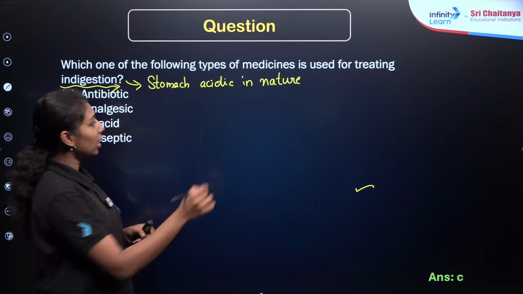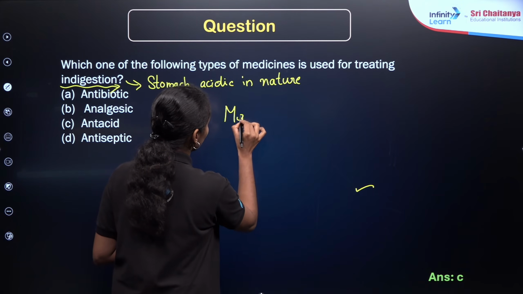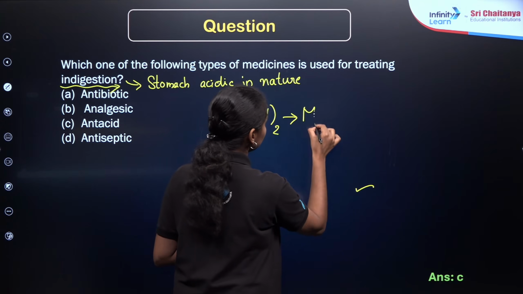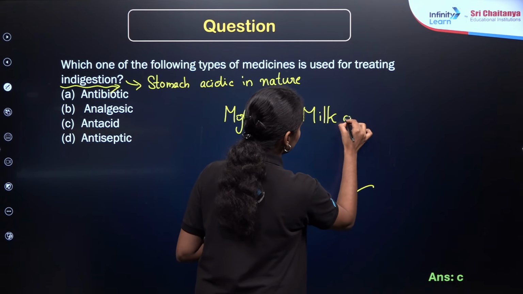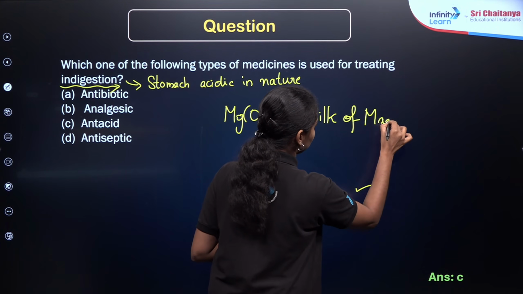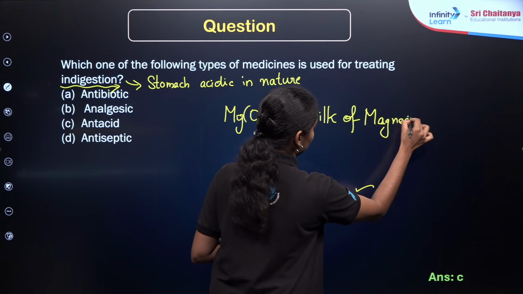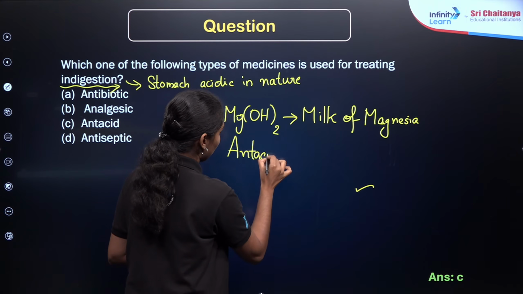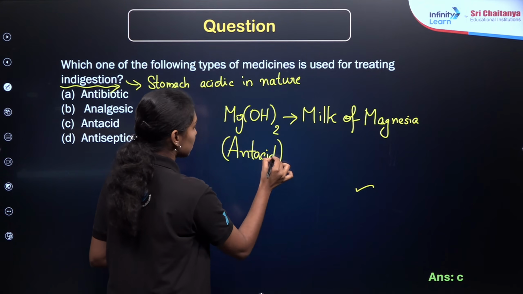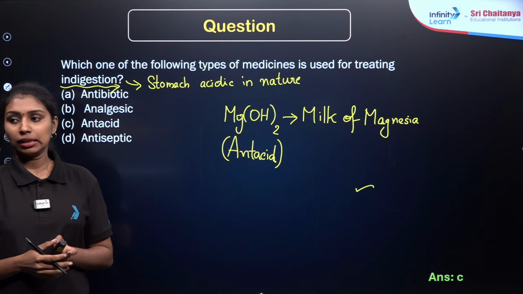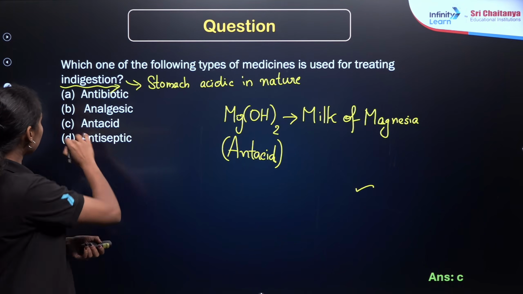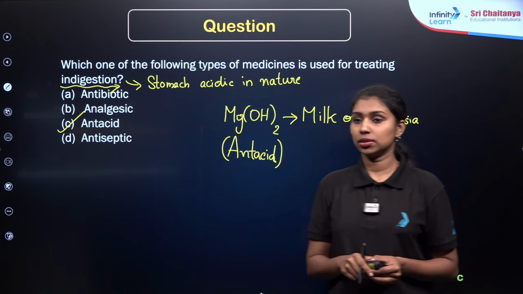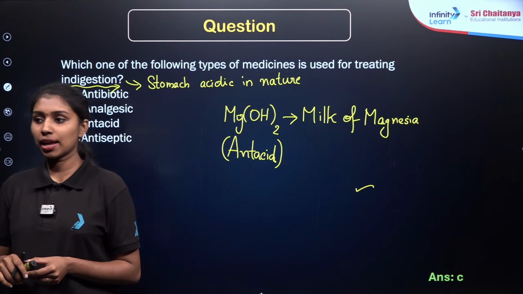So commonly we take milk of magnesia, or Mg(OH)2, as the antacid, right? I hope you remember. So this is known as the antacid. In antacid we use magnesium hydroxide or milk of magnesia. This is used to treat indigestion. Clear? So what will be the answer? Option C will be the correct answer here. Durgeshwar, I hope it is clear now.